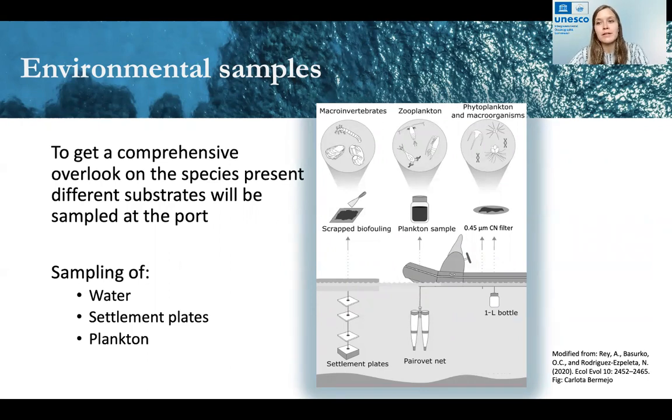We will also be collecting plankton samples, which is basically filtered samples of large amounts of water to collect small organisms. And finally, we will be collecting settlement plates with the aim to catch biofouling organisms. And as biofouling organisms are one of our main targets because these are the organisms that are most likely moving with international ships and bringing new species into the area, we will be focusing a lot on the settlement plates.